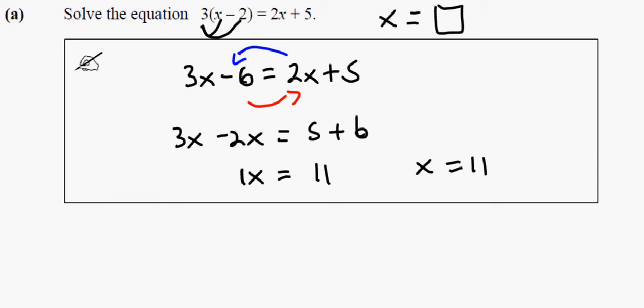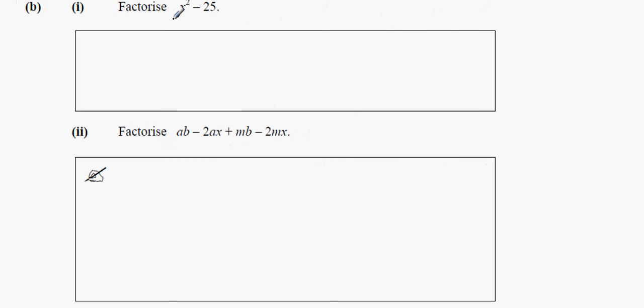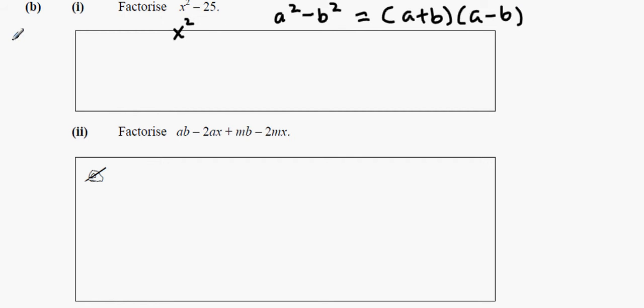Okay, next question. Factorize x squared minus 25, okay? Now this is a special type of question, okay, and we covered this before. A squared minus b squared equals a plus b, a minus b. So what you can do here is you can change this into x squared. Now put in the square root of 25. Now we identify this number as 1.